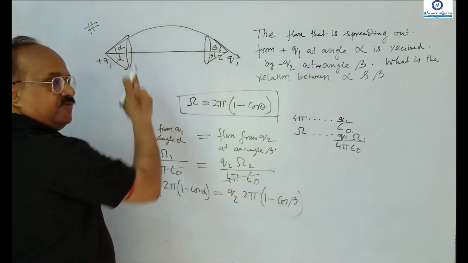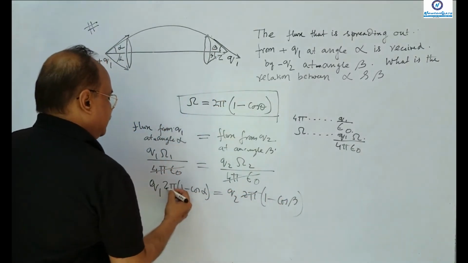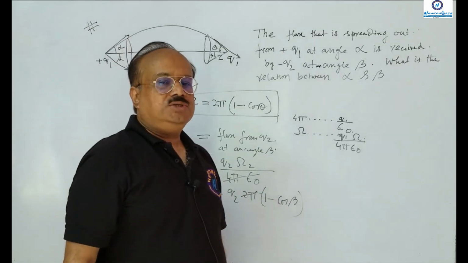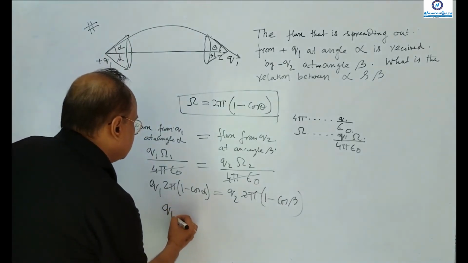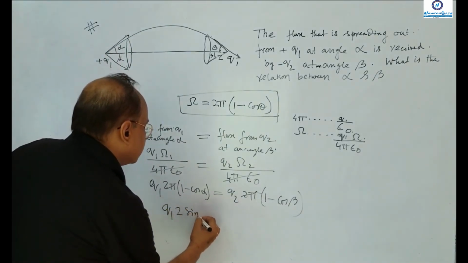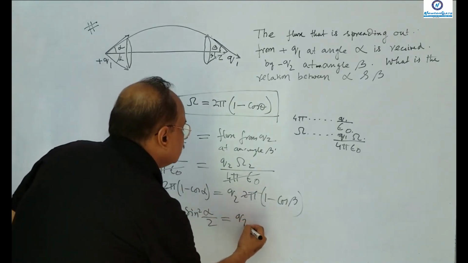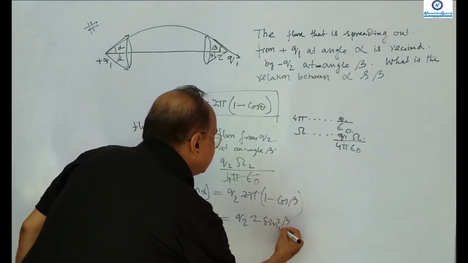I think so, beta and alpha I have given it. So alpha and beta it is. So the 2 pi and 2 pi get cancelled, and you know 1 minus cos alpha is equal to 2 sin square alpha by 2. So it will be q1 into 2 sin square alpha by 2 is equal to q2 into 2 sin square beta by 2.